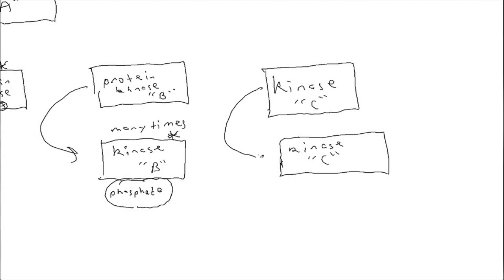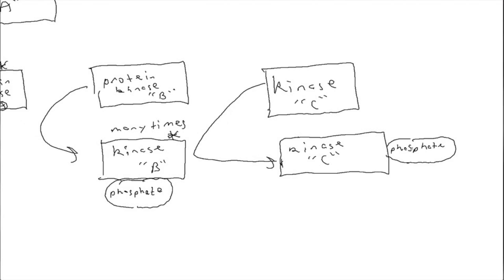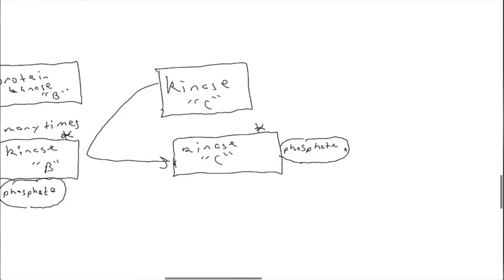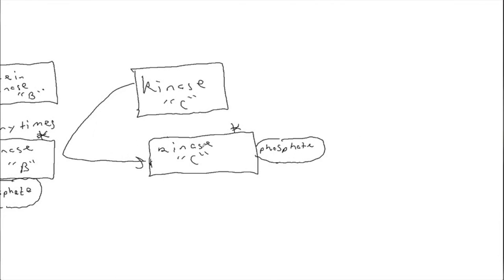Yeah. It bumps into it. Okay. I just wanted to make sure that was clear. So now this will have a phosphate group. Now I'm going to put a star on kinase C because now it's activated. So what could kinase C do now? It's going to add a phosphate group to kinase D. Yeah, and it could do that many times. It could phosphorylate 10 or 1,000,000 kinase Ds.